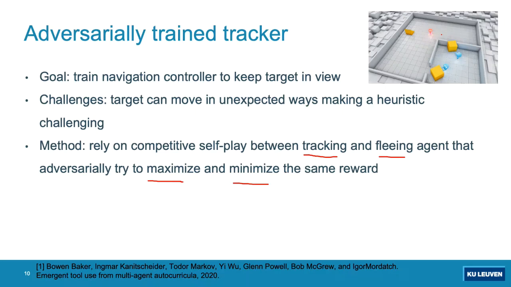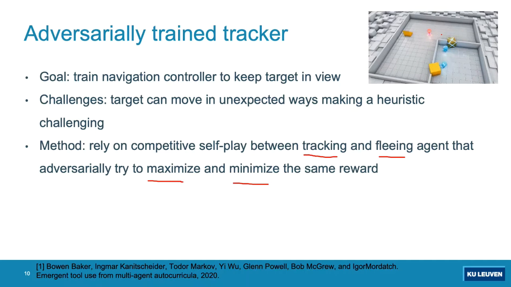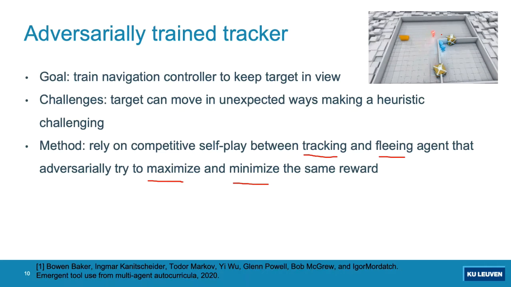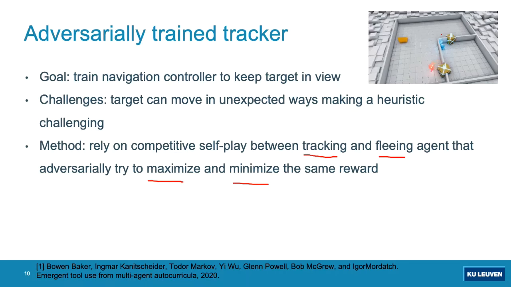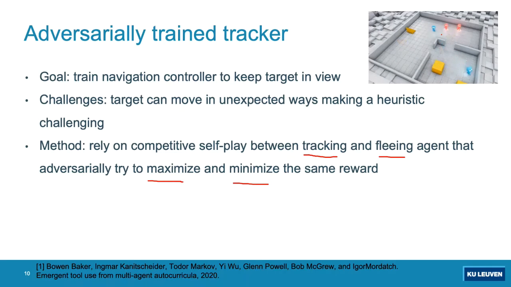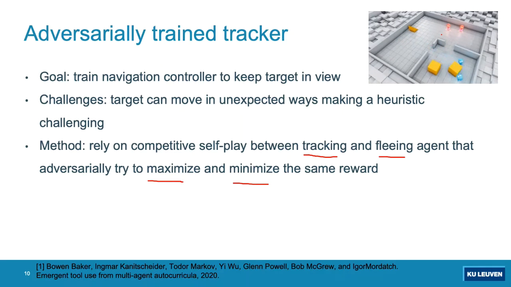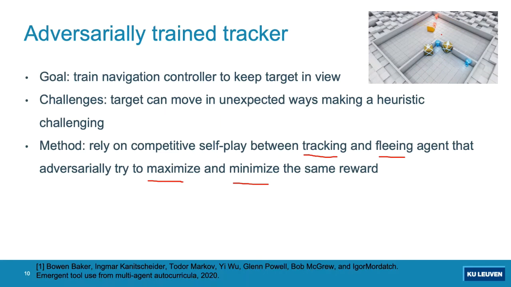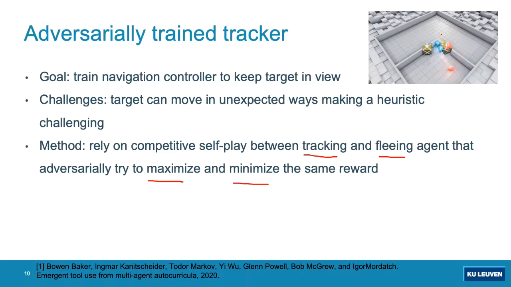Okay, I expected the video to play. Let me see if I can play the video. Yes, okay. So what you see here is the blue agents are fleeing, are hiding, and the red agent needs to find them. And by playing multiple games, they get better. Both the fleeing agents get better, and therefore the task for the tracking agent, the searching agent, gets harder. And therefore they create a curriculum in which they gradually both learn.